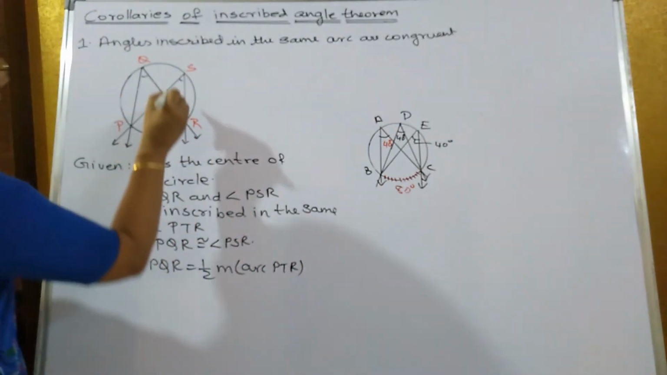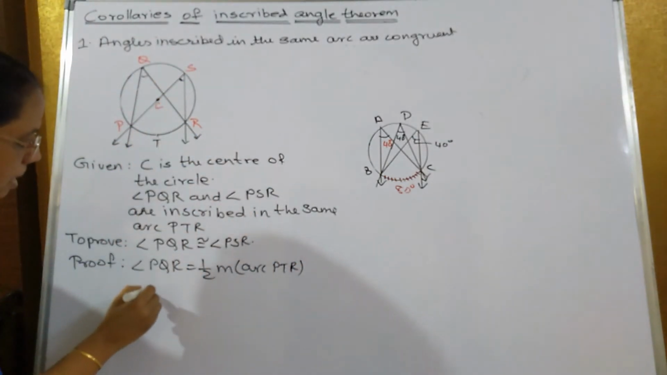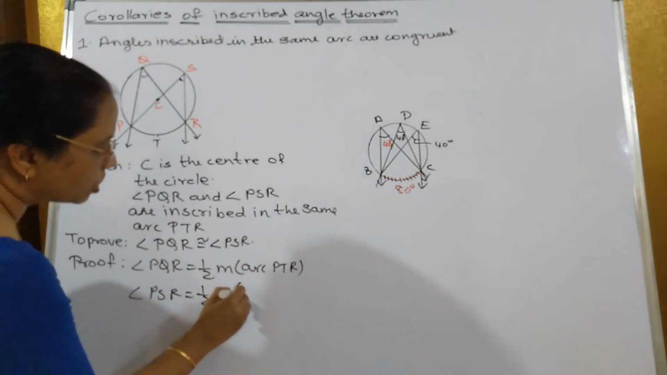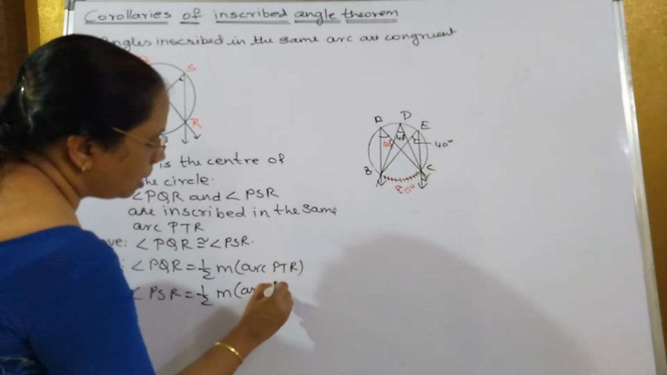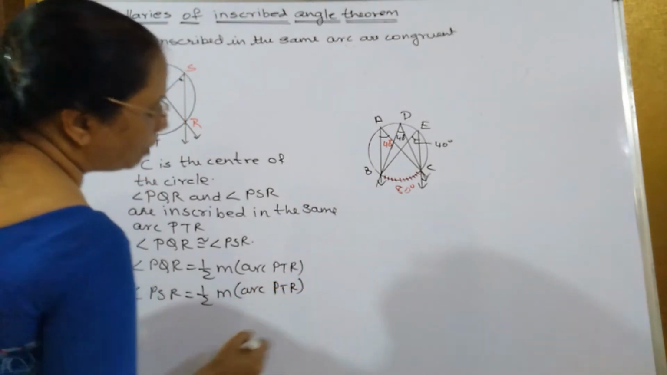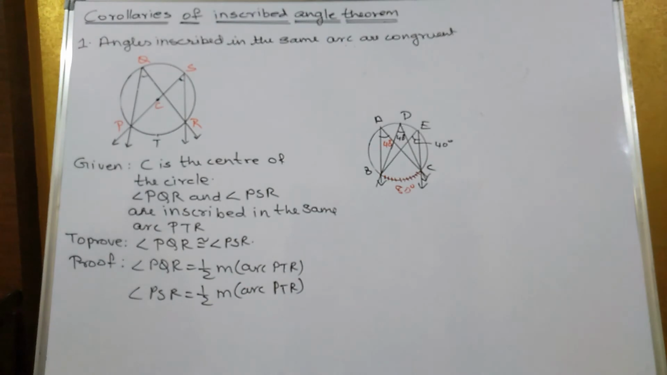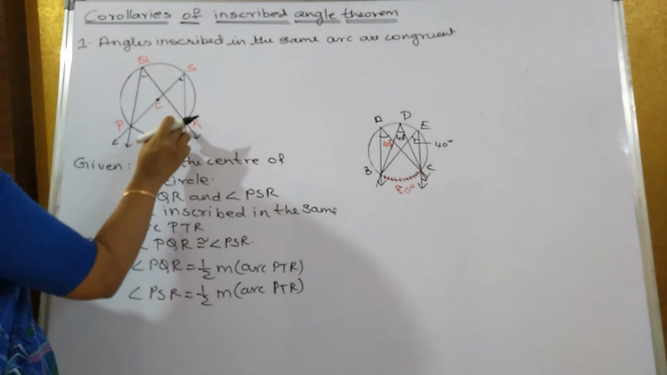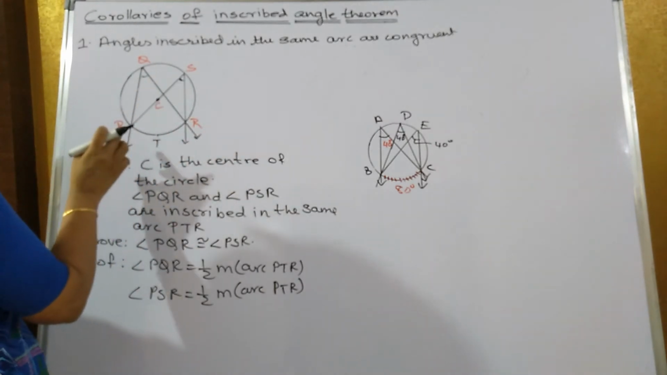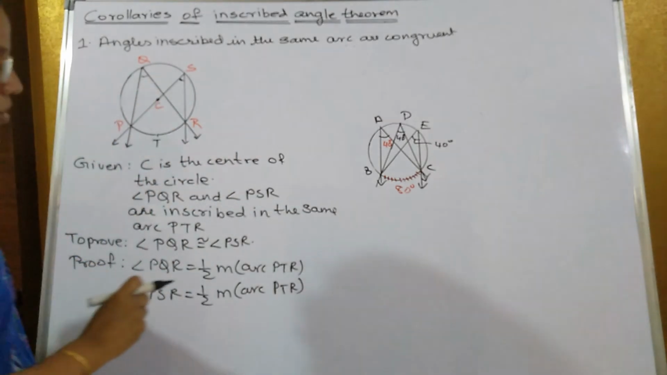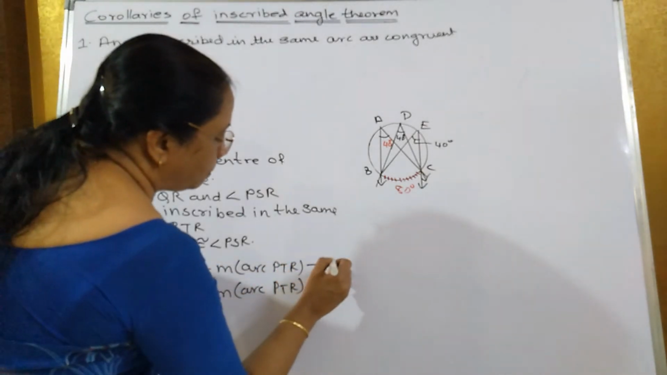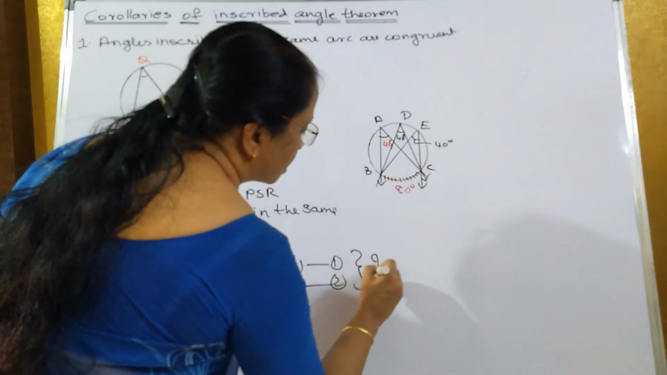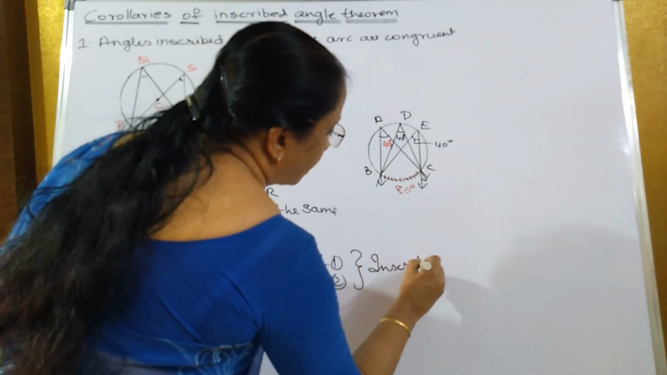Similarly this angle PSR is also equal to half of measure arc PTR. Reason what you'll write for both of them? Inscribed angle theorem. So what is inscribed angle theorem? This angle is half of this intercepted arc and this angle is also half of the same intercepted arc over here. So let this be 1 and let this be 2. Reason what you'll write down? Inscribed angle theorem.